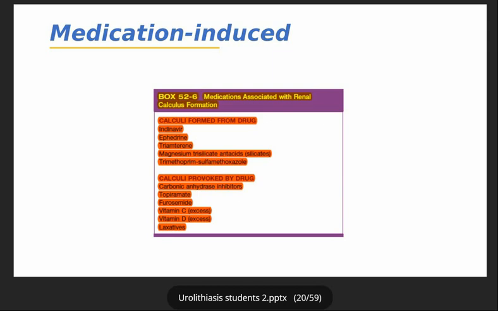Mainly the stones that are formed by the drug are from HIV medication like indinavir, cold medication like ephedrine, silicate, and antibiotics like trimethoprim. The drugs that can provoke stones are carbonic anhydrase inhibitors, topiramate, furosemide, which is also used for patients with hypertension, and vitamins like vitamin C and D.